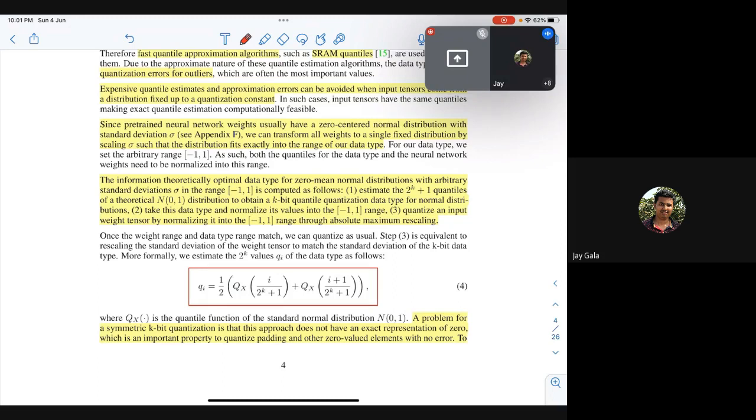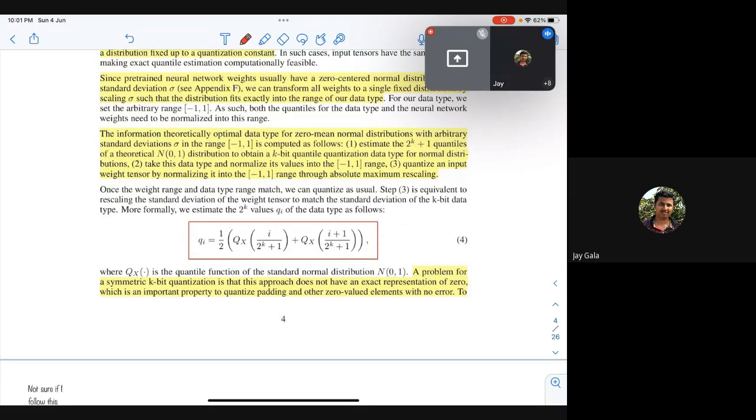And the formula for this process is given below. So if you look at the quantization q_i, basically in this case for a value, it is nothing but half times the quantile function of the standard distribution, where you have some value i, and you have a total of 2 raised to k plus 1 quantiles, and you add another adjacent term in order to avoid symmetricity.